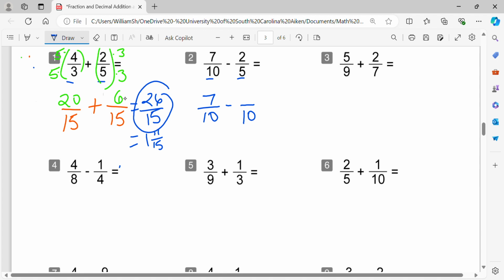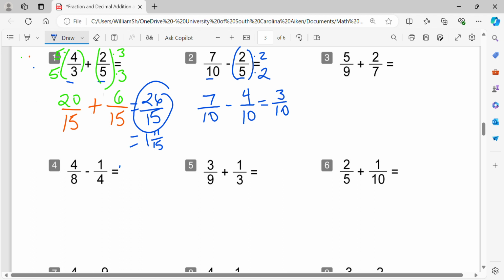How do I do that? Well, what times 5 gives me 10? 5 times 2 gives me 10, which means I also need to multiply my numerator by 2. So I need to do 2 times 2, which is 4. Now that I have a common denominator of 10 on both of them, I can subtract the numerators, and here I have 3/10.